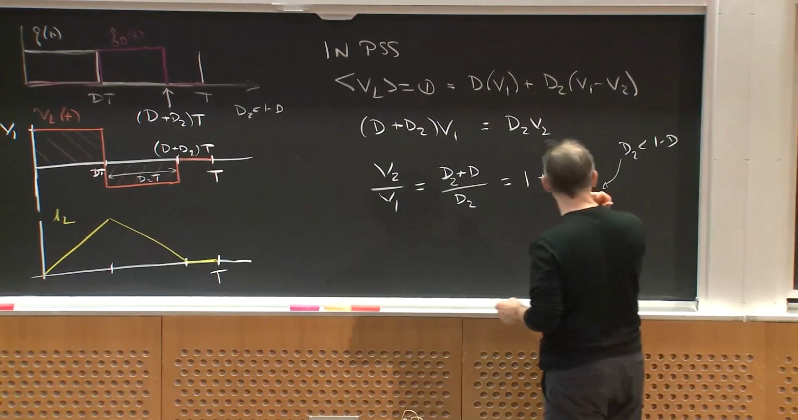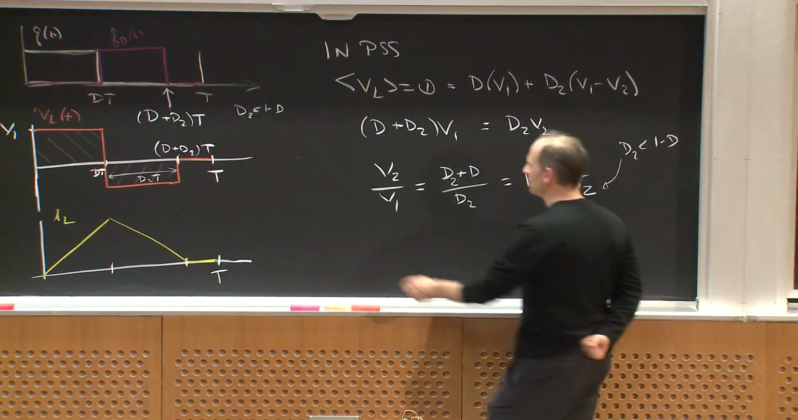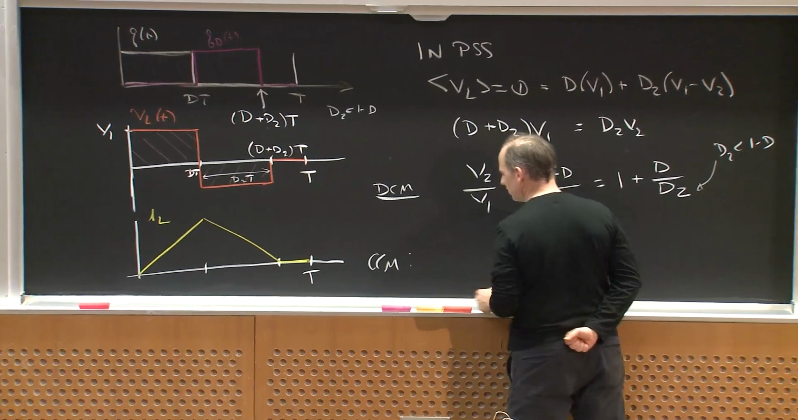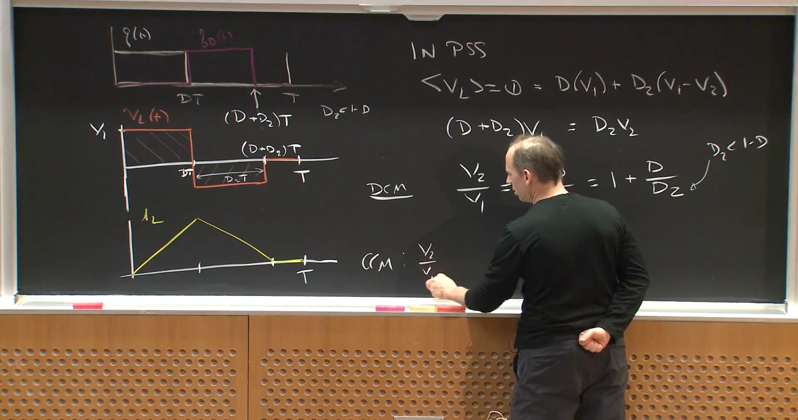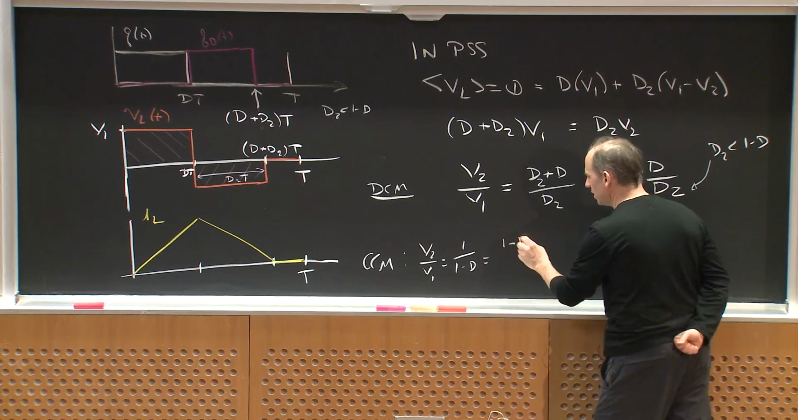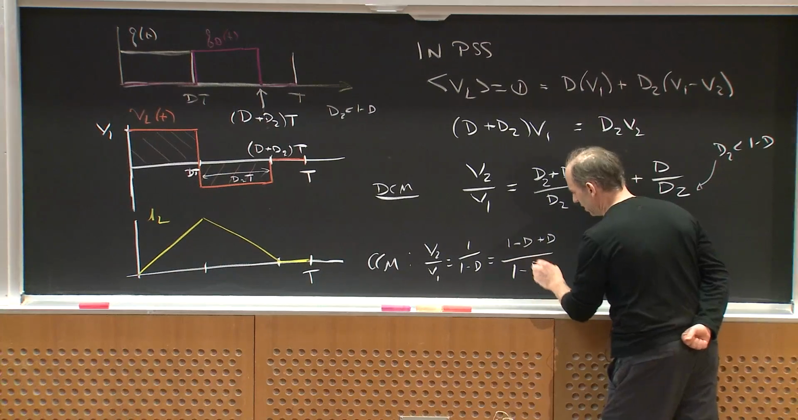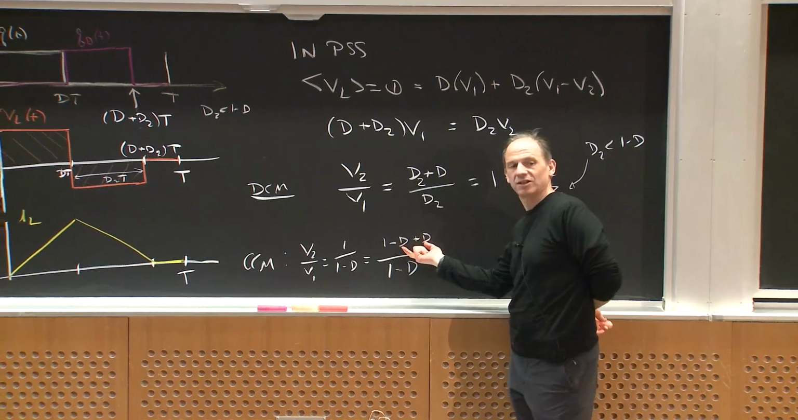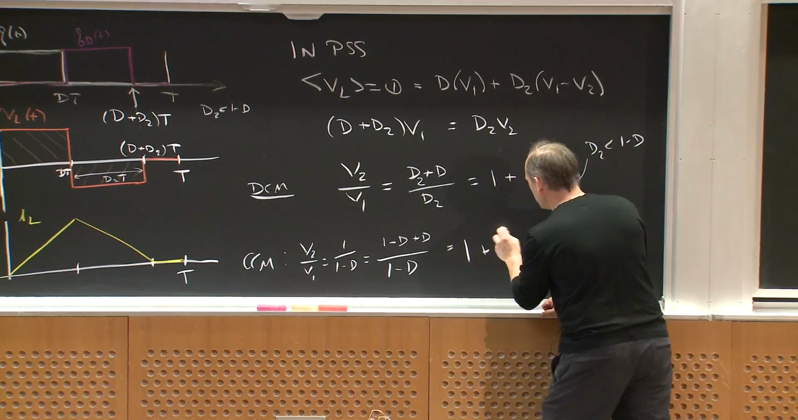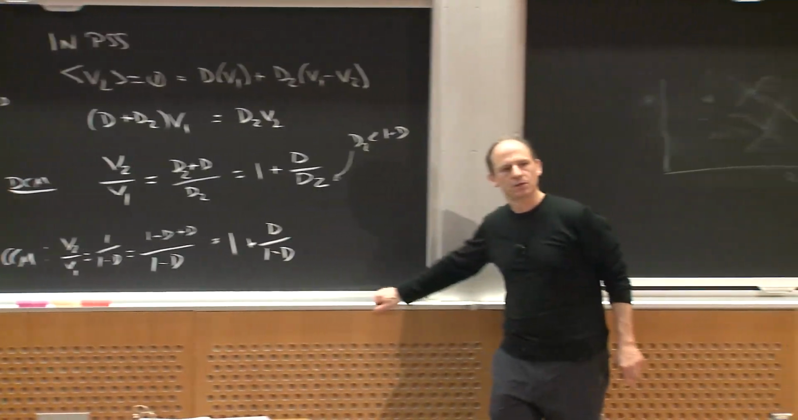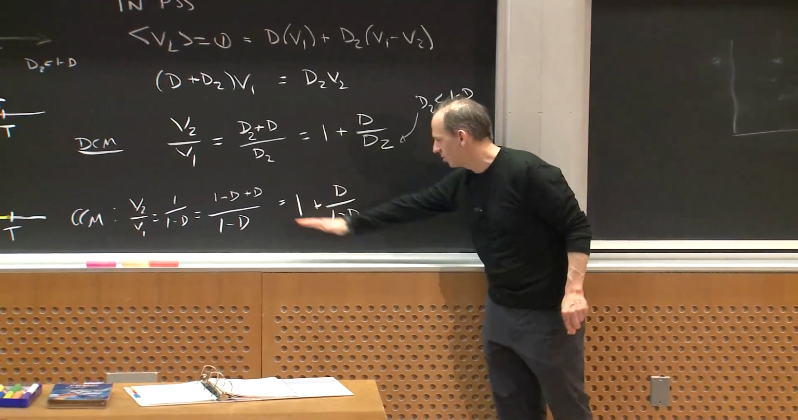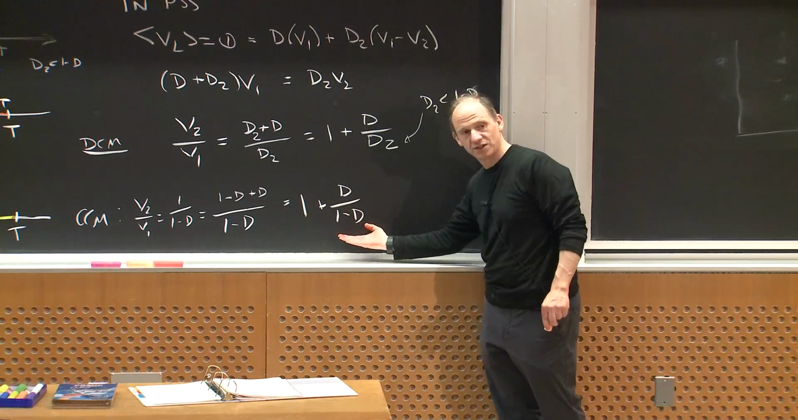So if I took the CCM, okay, what is it in, this is DCM. Okay, what is it in CCM? Okay, in CCM, V2 over V1 is equal to 1 over 1 minus D, which I could rewrite as 1 minus D plus D over 1 minus D, right? All I did was add a minus D and a plus D in the numerator. And then I could rewrite this as 1 plus D over 1 minus D, right? So here we can say that the conversion ratio in CCM can be rewritten. It's a less convenient form, but it's 1 plus D over 1 minus D.